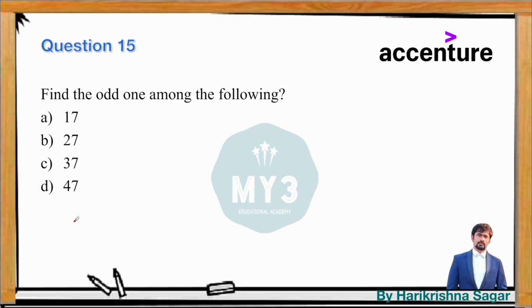Let's look at the next one. Find out the odd man out of the following: 17, 27, 37, 47. If you observe, 17, 37 and 47 are prime numbers, but 27 is not a prime number. That is the reason the odd man out is option B in this.